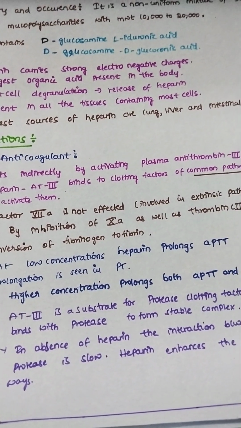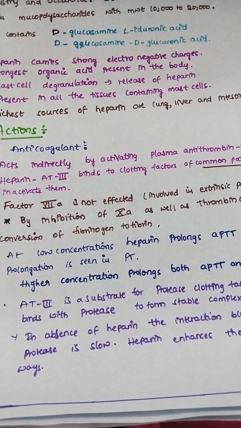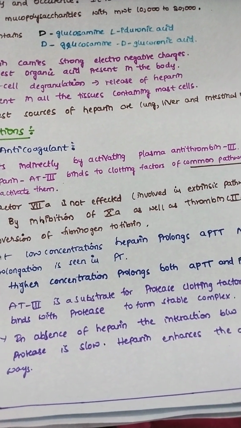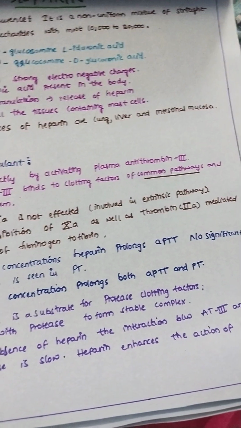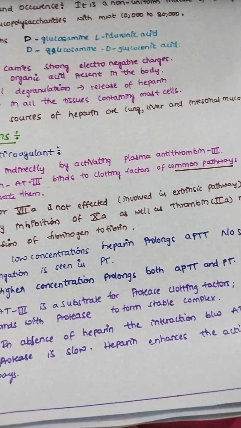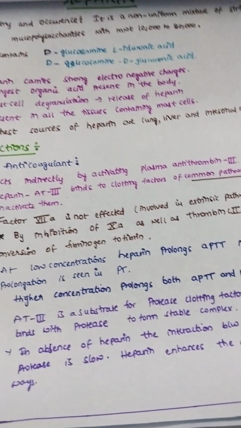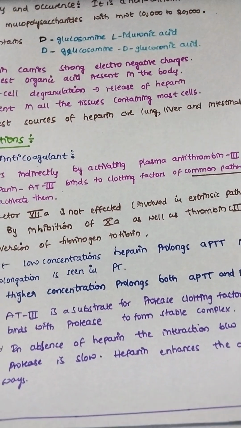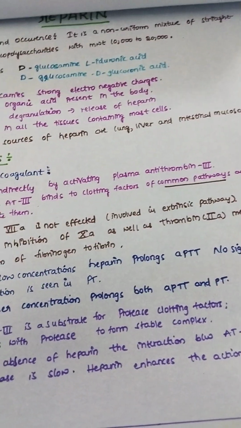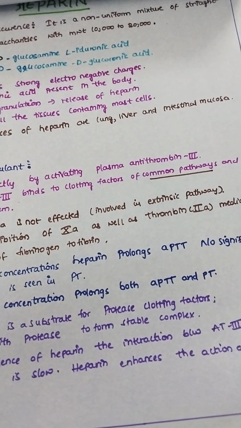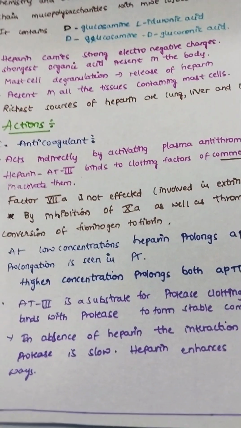Antithrombin 3 is a substrate of protease clotting factors, so it will bind to the protease to form a stable complex. In the absence of heparin, the interaction between antithrombin 3 and protease will be very slow. So heparin enhances its action in various ways. To prevent clotting, this antithrombin 3 should bind to this protease.